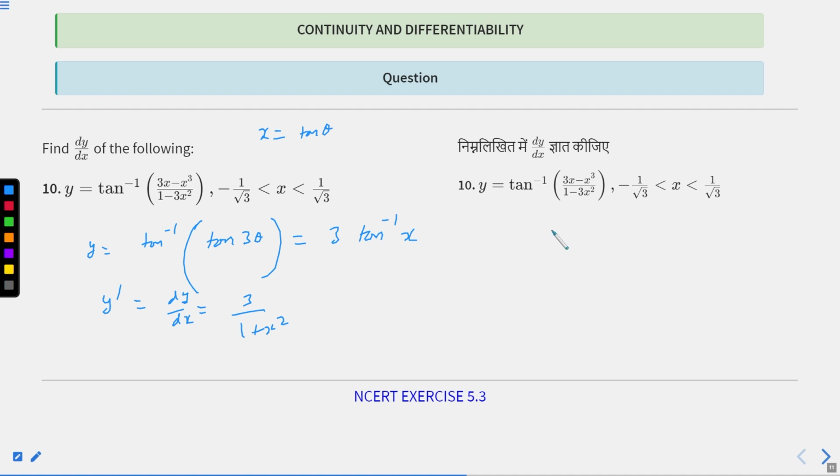Otherwise you have to go by convention. This means then you have to differentiate it. Then here you have to apply the chain rule and the quotient rule, and then multiply the tan inverse x thing. Okay, the whole thing. So you reduced it to simple form by using substitution, and you get your answer in just 2 steps.